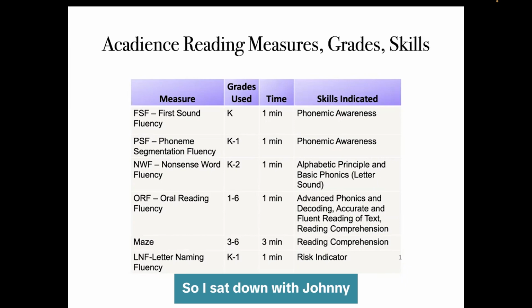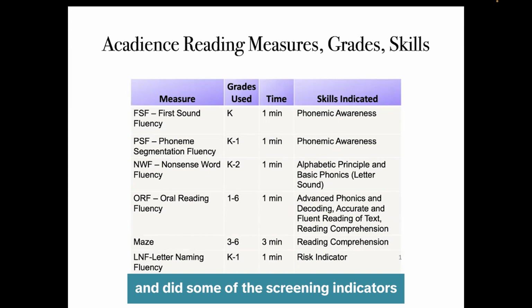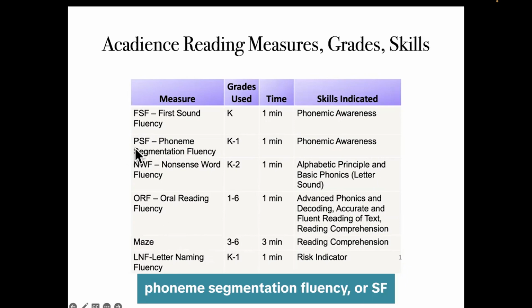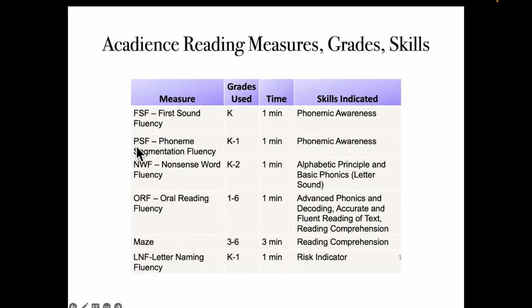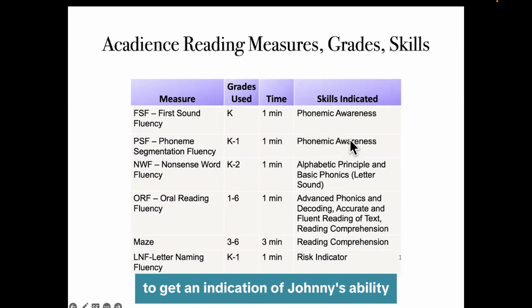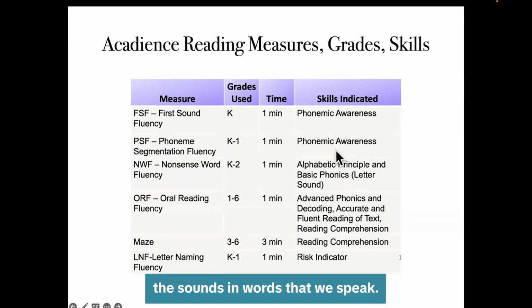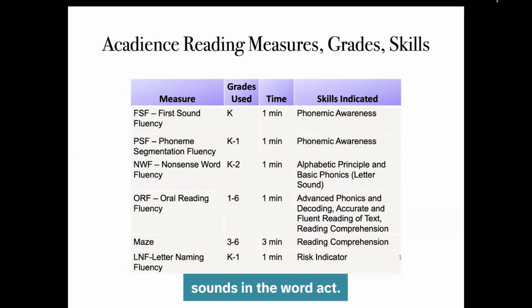So I sat down with Johnny and did some of the screening indicators that we use with all students at the beginning of first grade. We used something called phoneme segmentation fluency, or PSF, to get an indication of Johnny's ability to hear the sounds in words that we speak. So on this 1-minute activity, I would say a word like cat, and I asked him to say the sounds in the word: k, at.